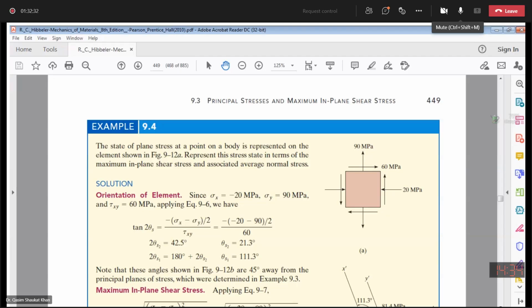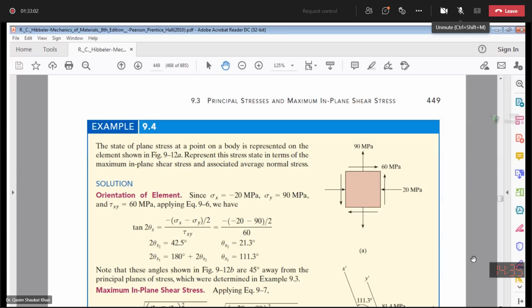Megapascals. Now this is not the maximum in-plane shear stress because it is negative. So with theta S2 equal to 21.3, please calculate the transformed shear stress and let me know the value. Good. So this is the maximum in-plane shear stress.